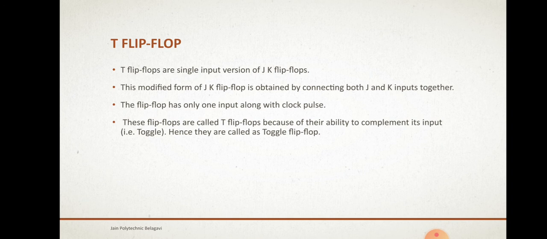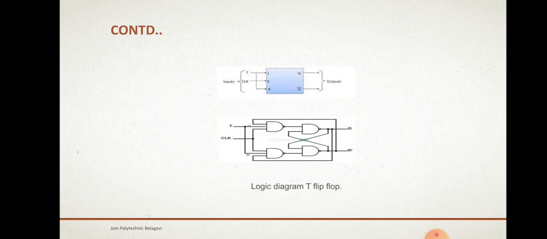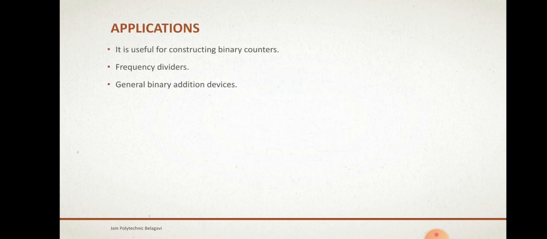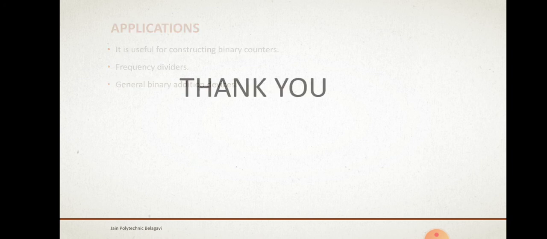Ability to toggle. You can observe the logic symbol for the T flip flop here. T is there, meaning J and K are combined together. In the T flip flop, J and K are shorted, and only one input and the clock are provided. Applications of the T flip flop: it is useful for constructing binary counters, frequency dividers, and generally for binary addition. Okay, thank you.